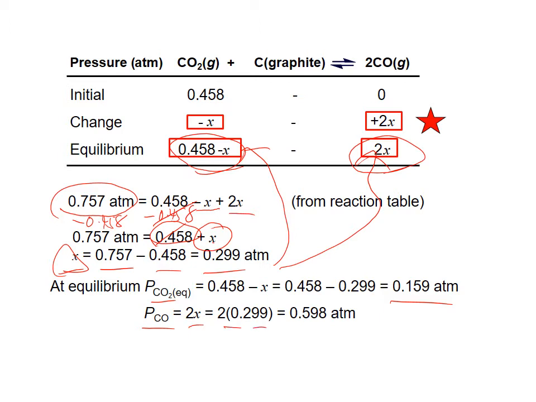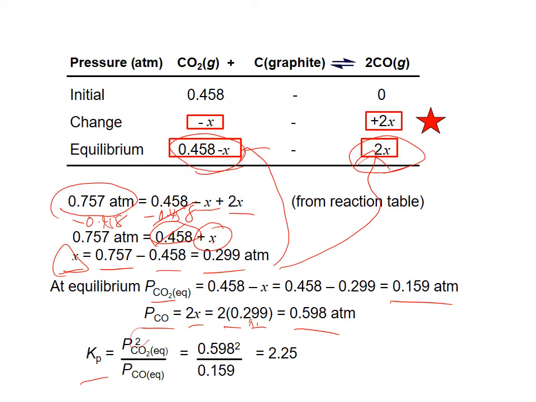Okay, so 2 times this solved x, and that gives you this number. And lastly, we calculate the Kp, which is the product squared divided by the reactants, and that gives you the answer. So this question shows you how we write the table.